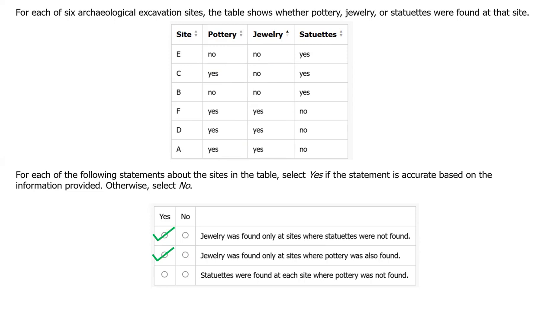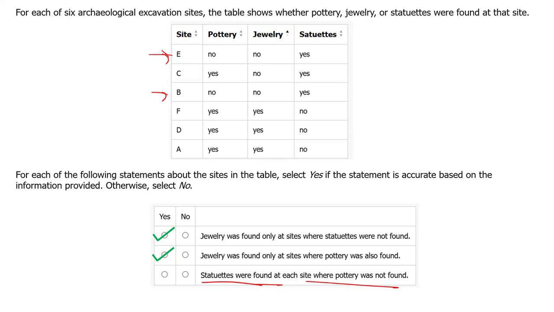Statuettes were found at each site where pottery was not found. What would we look at first? Correct. Pottery was not found. Let's look at where pottery was not found. E and B, right? Statuettes were found at each site. Statuettes, what do you think about this? No. Because site C has both of them.